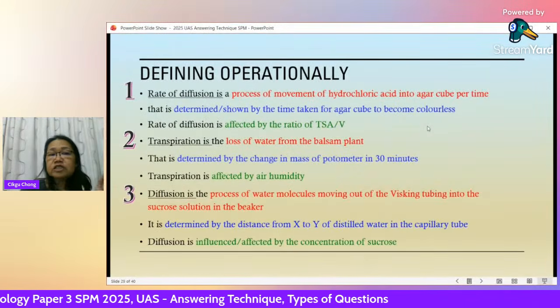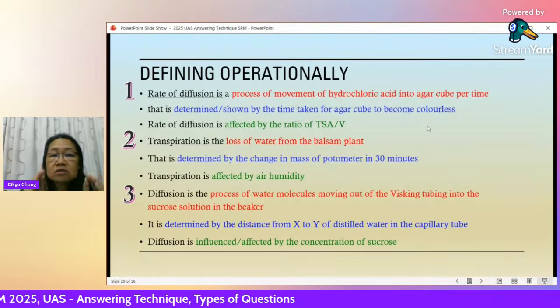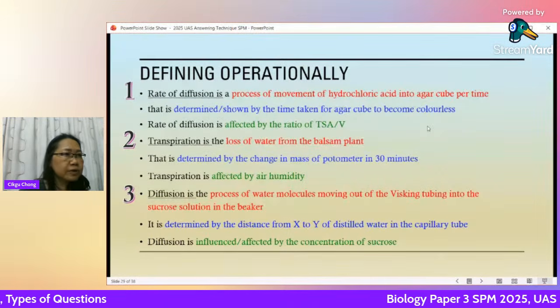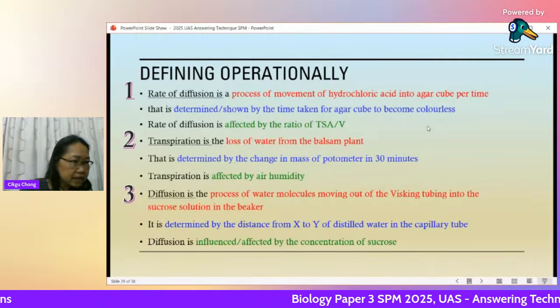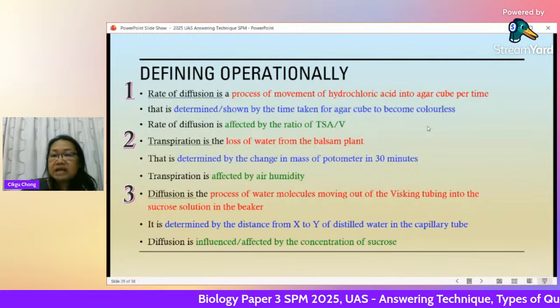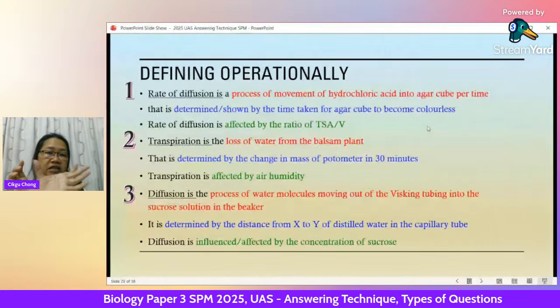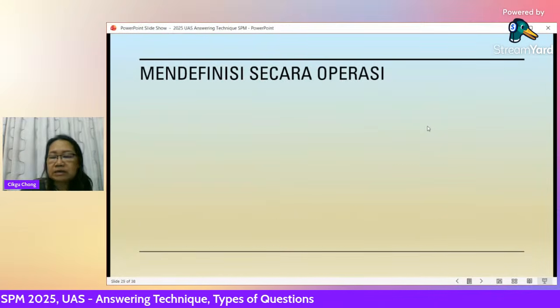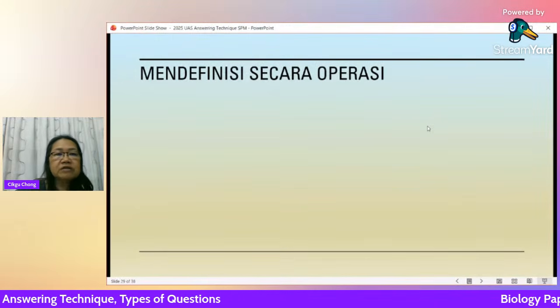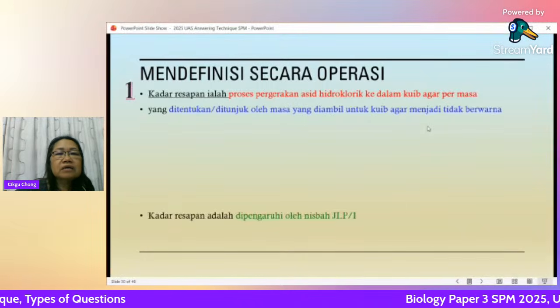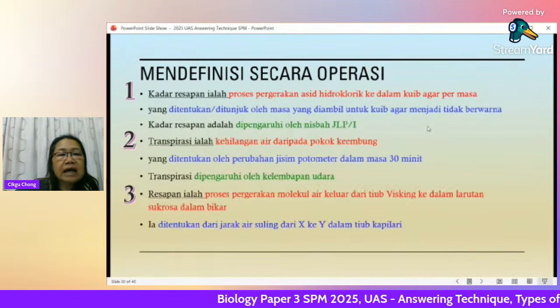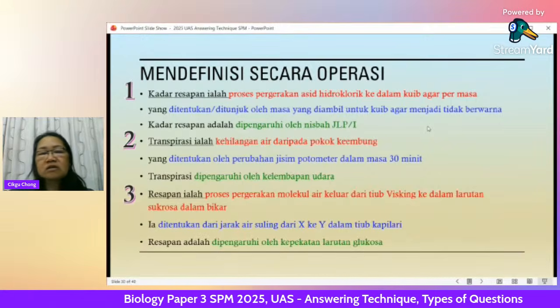Okay, and then diffusion is determined by what? The concentration of sucrose. That means in the experiment you change the concentration. Okay, we do one time maybe 1%, then a second time 2%, 3%, 4%. Then you find the distance is different. Okay, three more examples. Okay, this is BM, sorry. BM only. Those who want to see, you can slow down your video later, then you can see. Okay, I will explain in English because it's taking a bit of time.